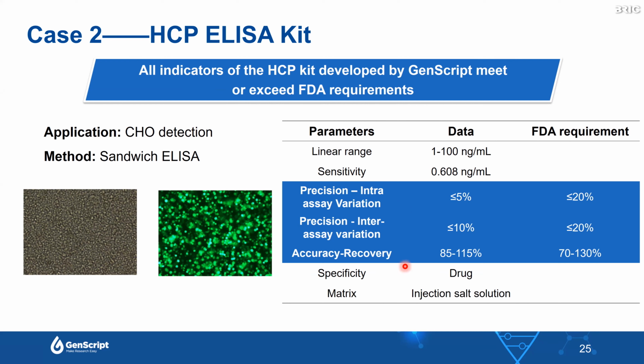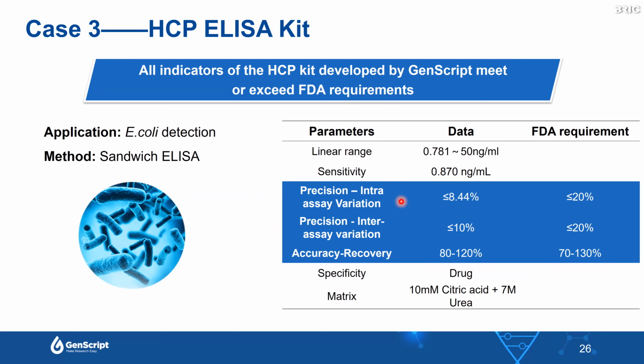This is another type of HCP sandwich ELISA case developed at GenScript for E. coli whole cell protein detection. The linear range is around 0.781 to 15 nanograms per ml. Sensitivity is 0.807 nanograms per ml. The intra-assay and inter-assay variations are both better than the FDA requirement standard, at less than 8.44% and 10% respectively. The recovery range is within the FDA requirement, from 80 to 120%.